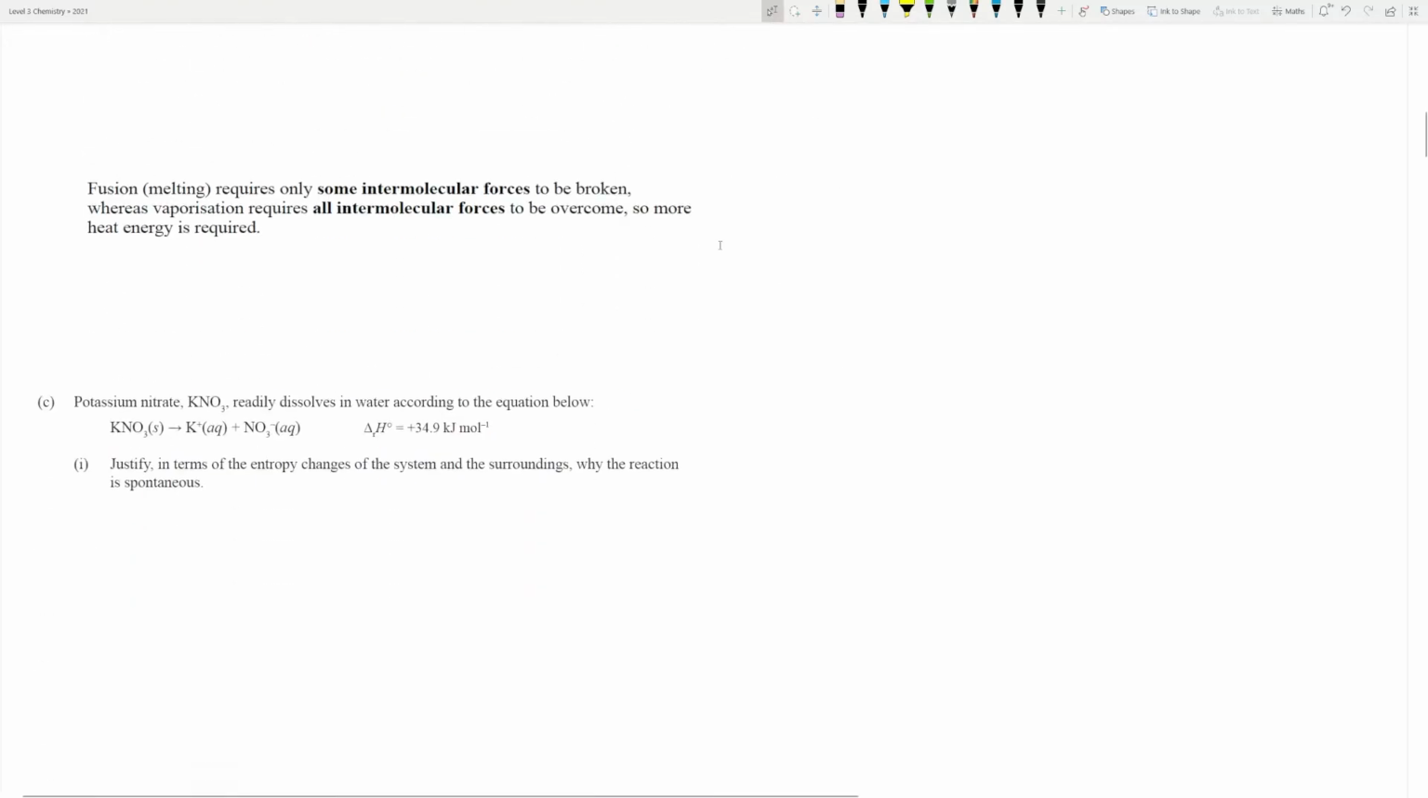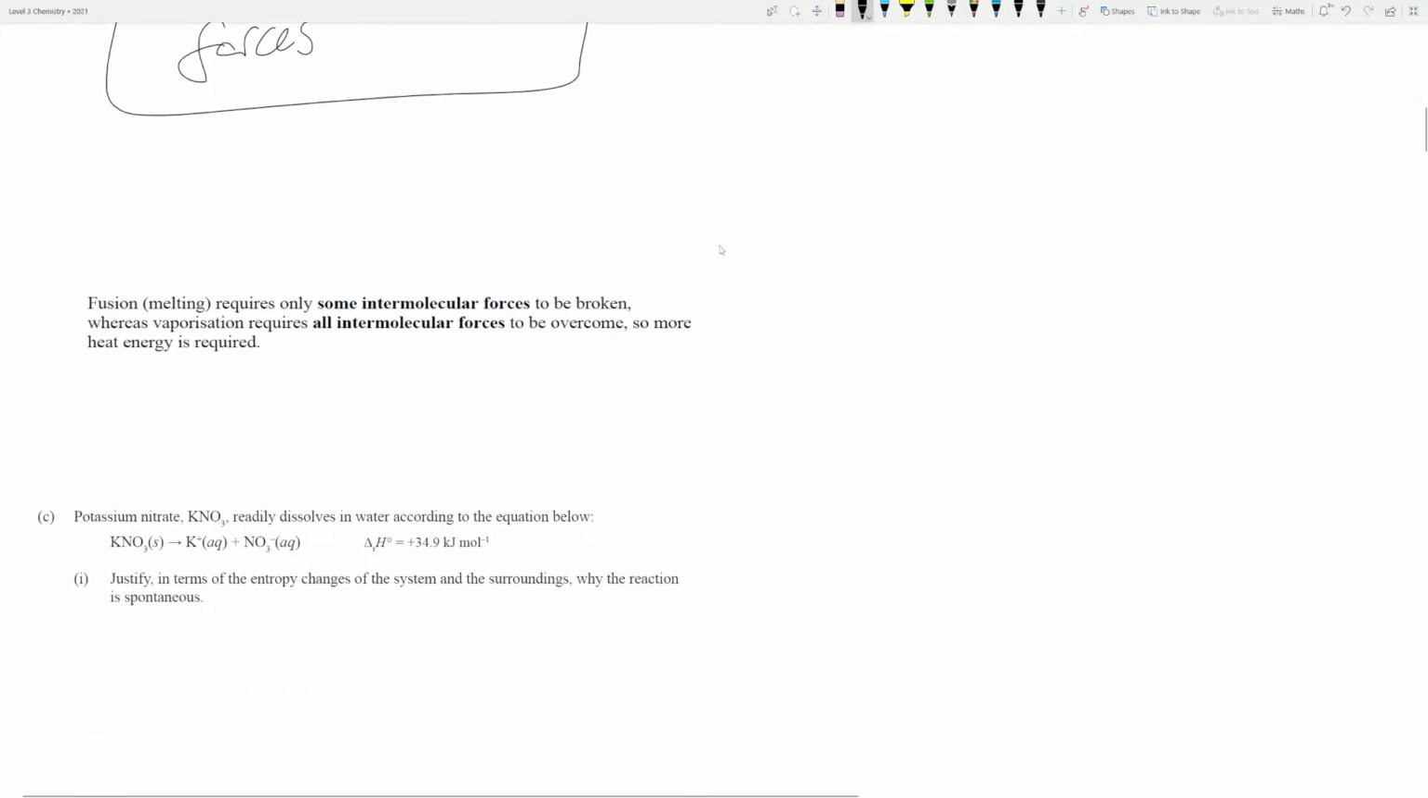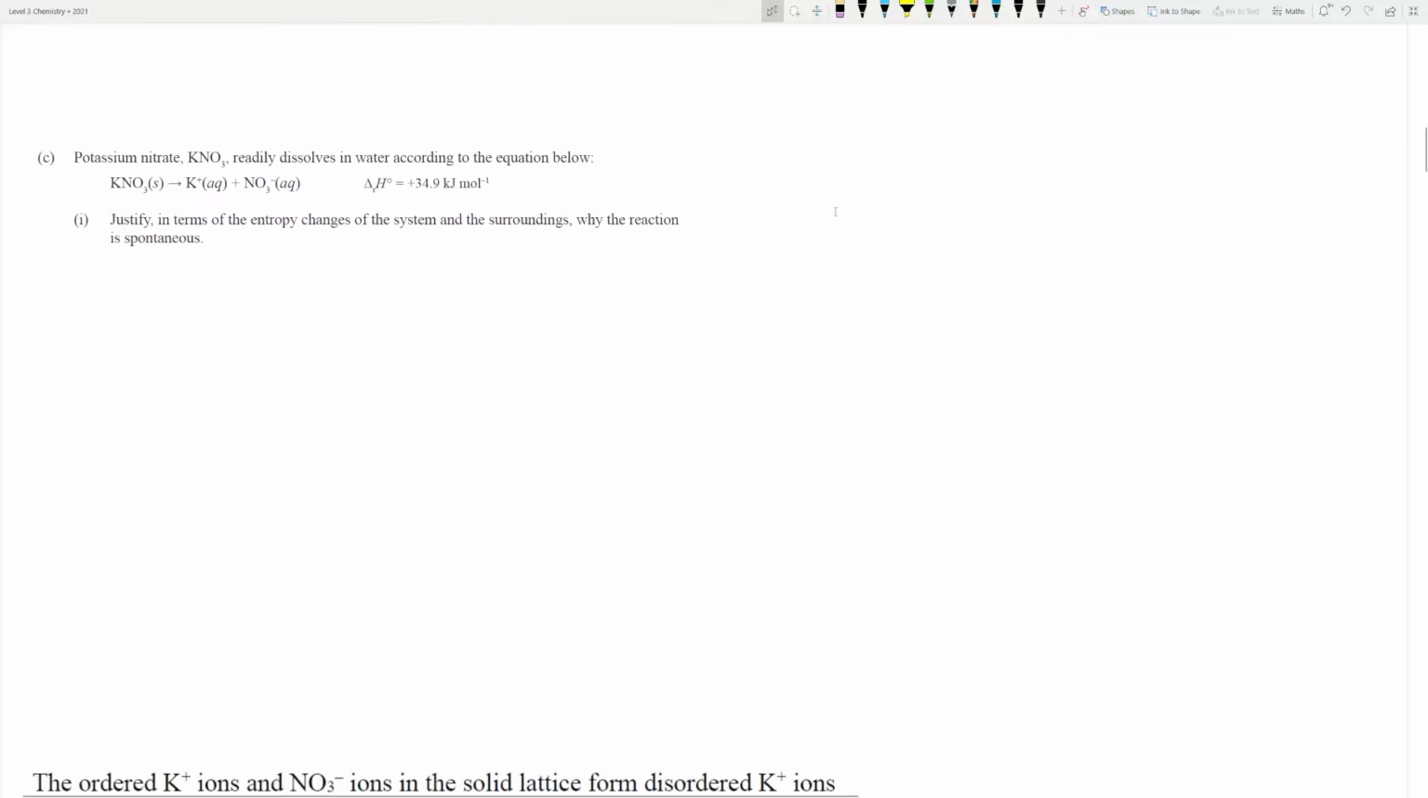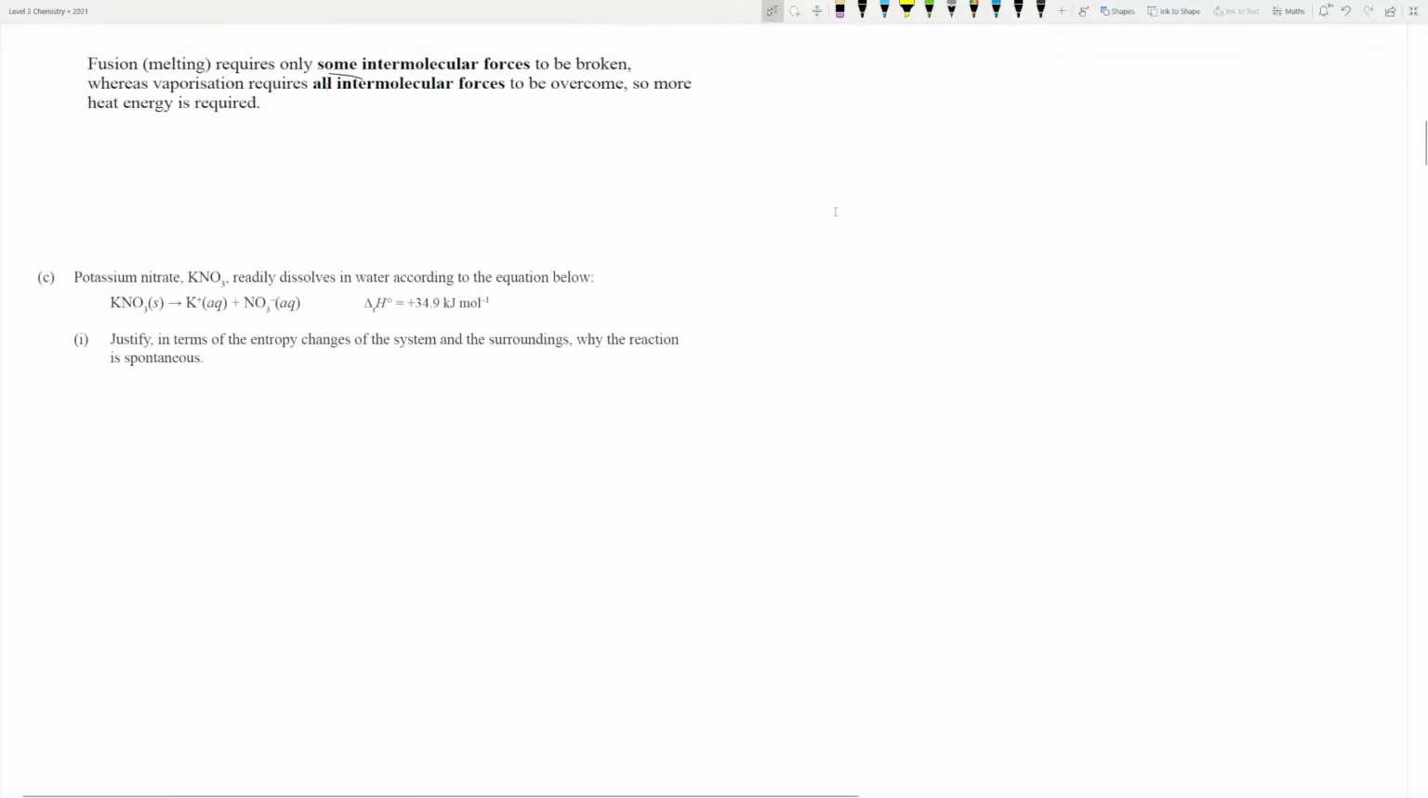Okay, so here's the answers. You can have a look. So fusion requires, like I said, you're only breaking part of it, whereas vaporization is breaking all of it. So this is a very typical merit-ish type of question. It comes up every now and then. Nothing really special here. Okay, so next one.